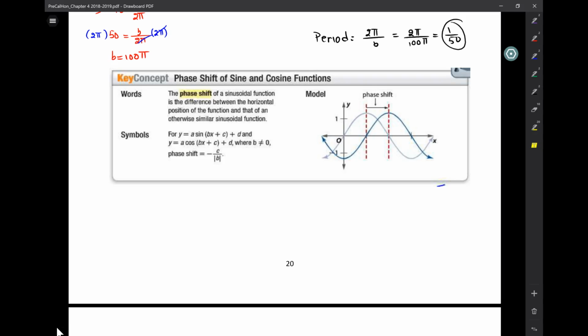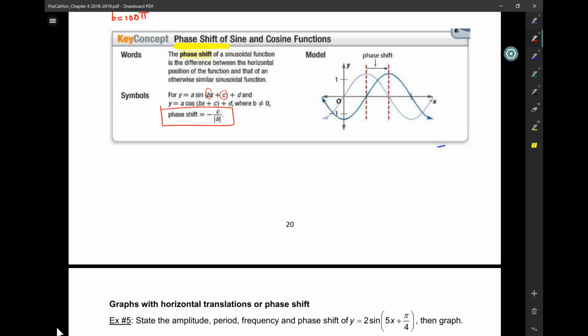All right, so we're talking about phase shift, meaning when the graph moves horizontally to the left or to the right, okay? To figure out how much the phase shift is, we use C and B, all right? In actuality, it's negative C over B. In reality, the way you figure out phase shift is this.